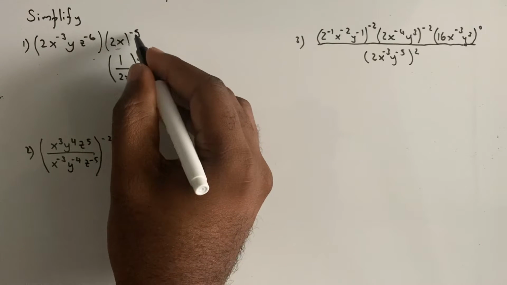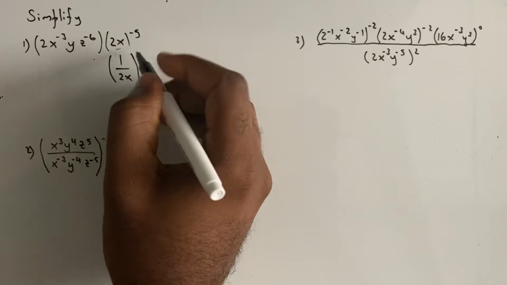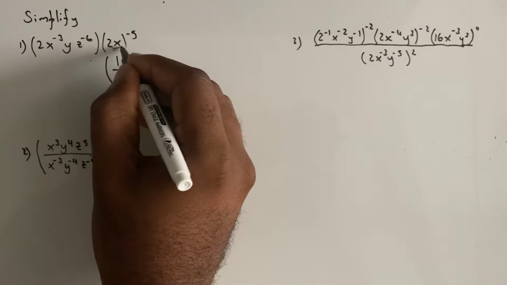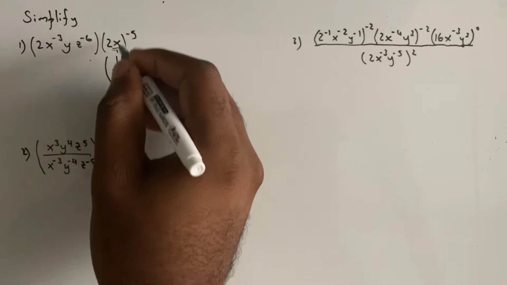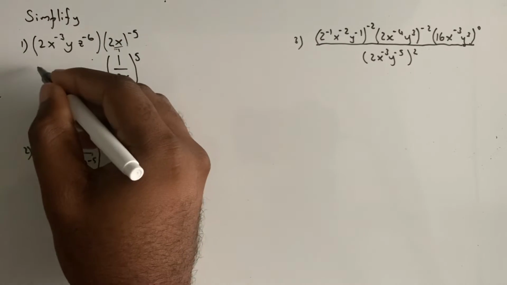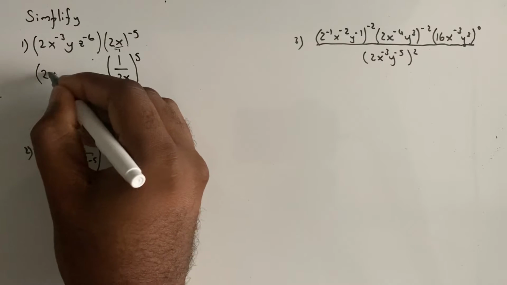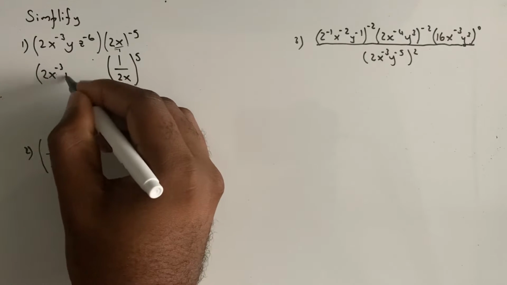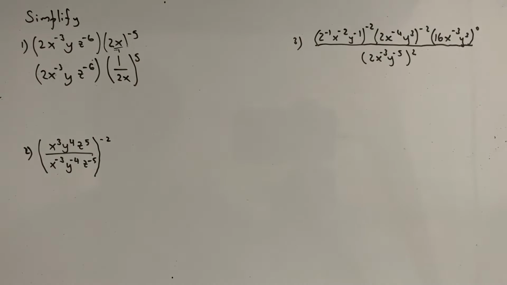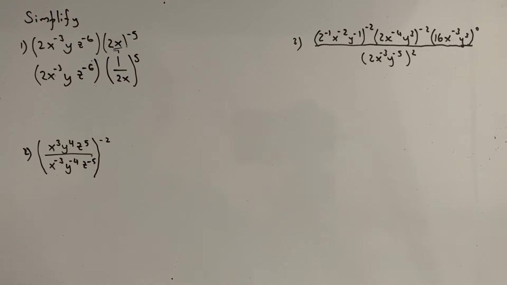As you can see, I changed the sign to a positive and I flipped this, because it's 2x, just like you have 2x over 1, so I can flip it and put the 1 over 2x now, as you see it here. Then the other part, 2x to the negative 3 y z to the negative 6, stays the way it is. Then we can keep going here.